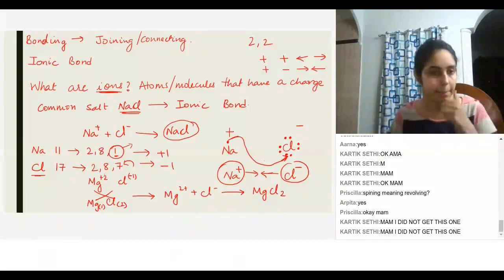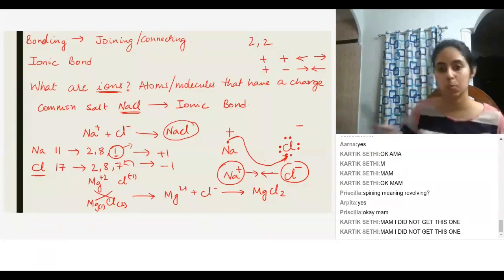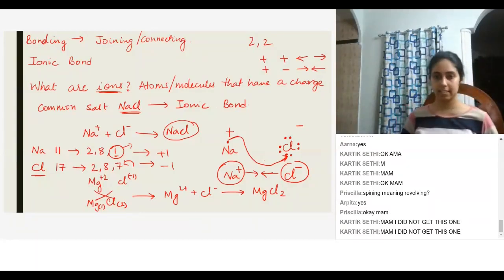So, ma'am, you wrote magnesium 2 plus and chloride minus. How is it magnesium chloride 2? That's my doubt. Why can't it be magnesium 2 and chloride?